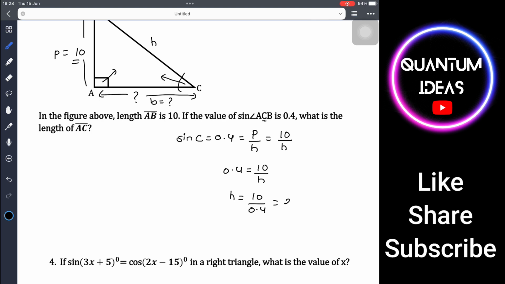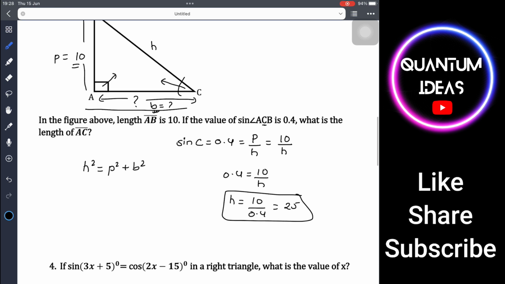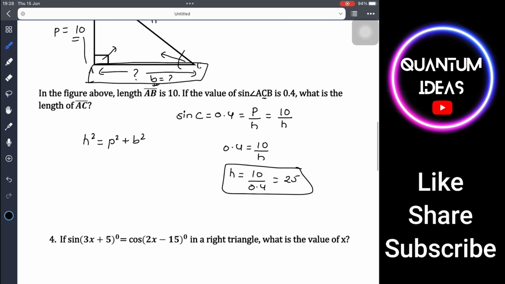So our hypotenuse is 25, but the question is asking for the base. Now we have to use the Pythagoras theorem. What is the Pythagoras theorem? h square is equal to p square plus b square. What we need here is the base, b, that is AC. So b square is equal to, if p square goes to the other side, h square minus p square.